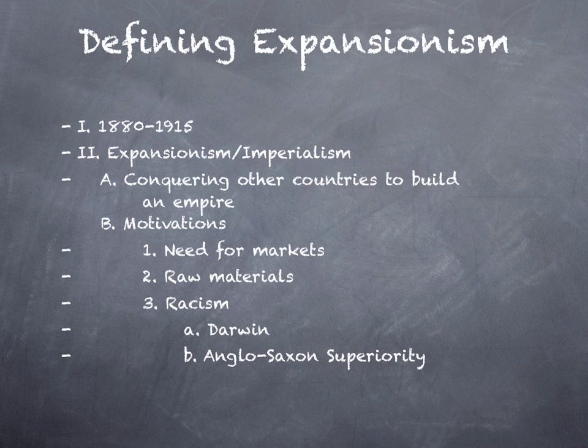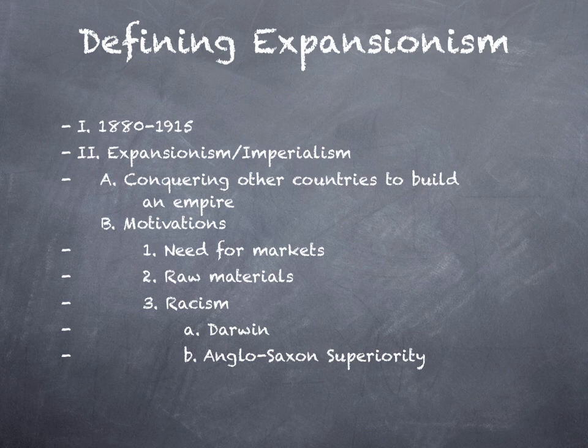Why do countries do this? Why did they go out and try to expand their influence around the world in the 1880s through 1915 in particular? One was because a lot of these countries were becoming very industrialized and they were producing, in fact, overproducing goods. And so they needed places to sell them. That's called a market. They needed a market for their goods.